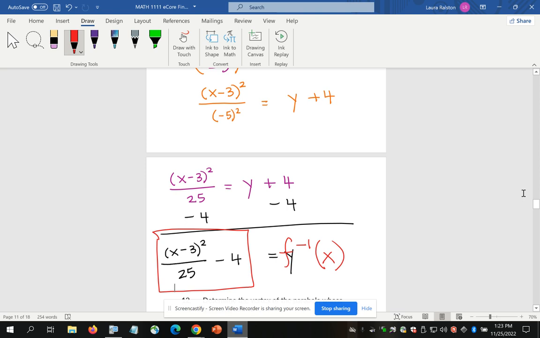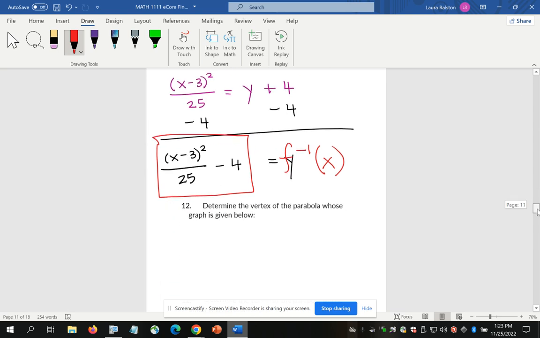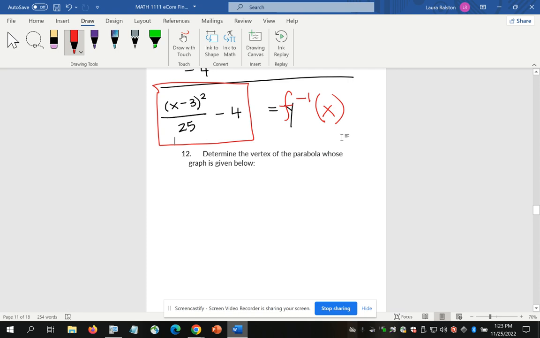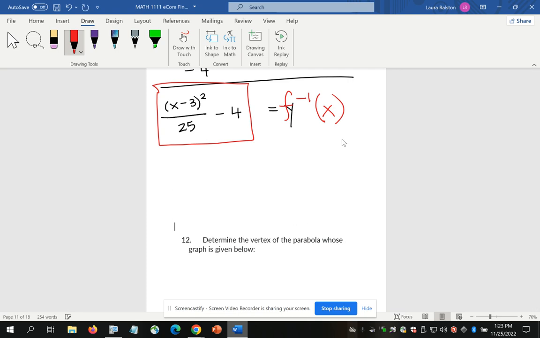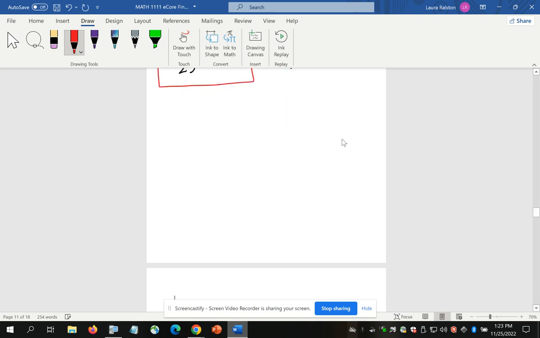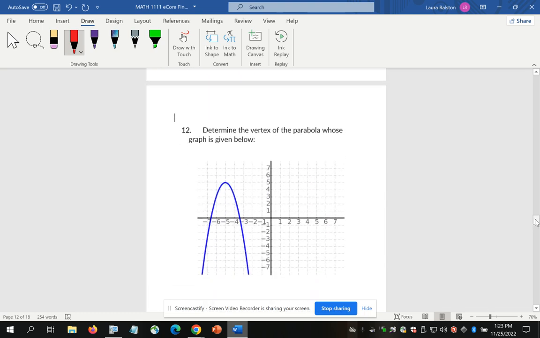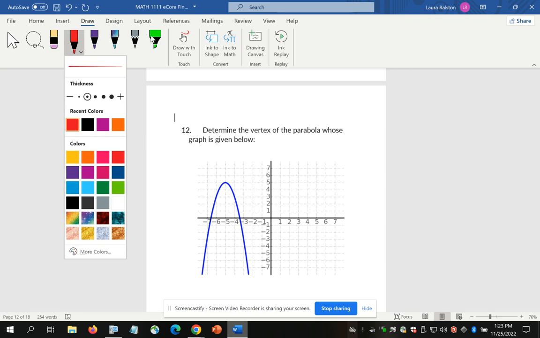Okay. The process: interchange x and y and then solve for y to find the inverse. All right, question 12 asks you to determine the vertex of the parabola whose graph is given. So you have to remember some of these terms.